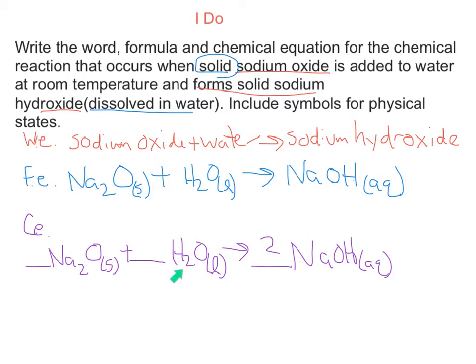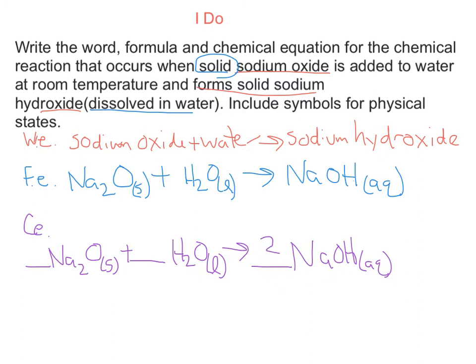So there's 2 hydrogens here, and when I look on the other side, I have 2 hydrogens on the right-hand side. So the hydrogens are now balanced. What I have left to balance now is the oxygen. So I have 1 oxygen here plus another oxygen here. So I have 2 oxygens on the left, and look at that, 2 oxygens on the right.